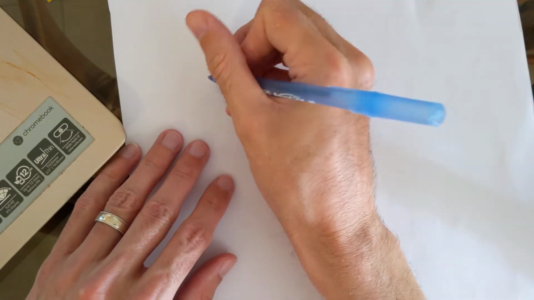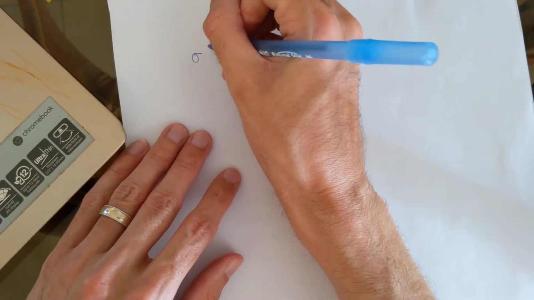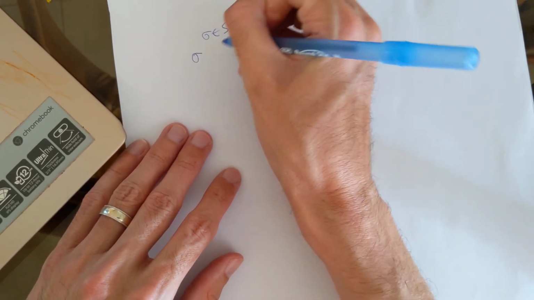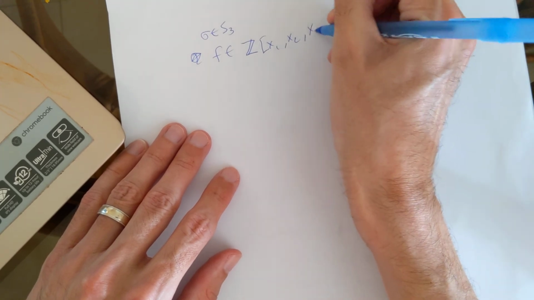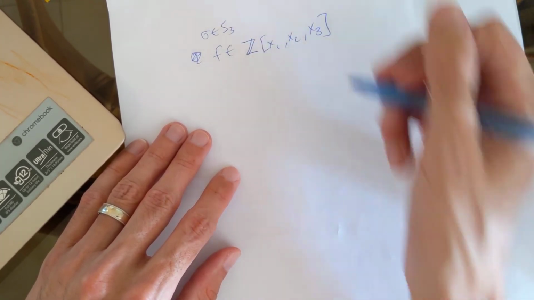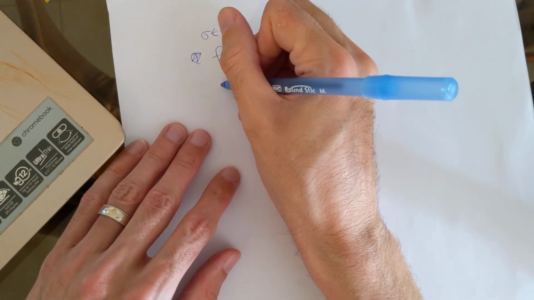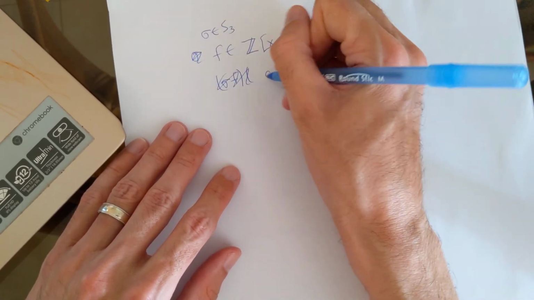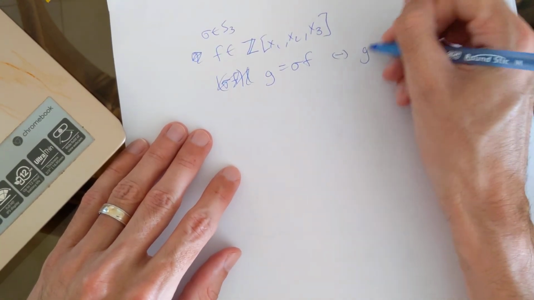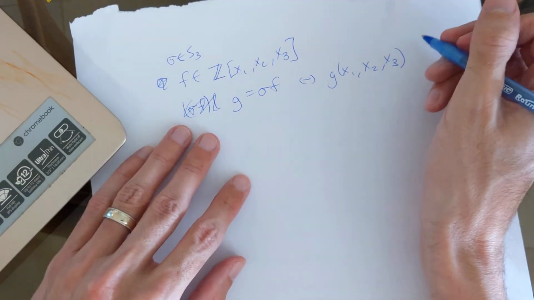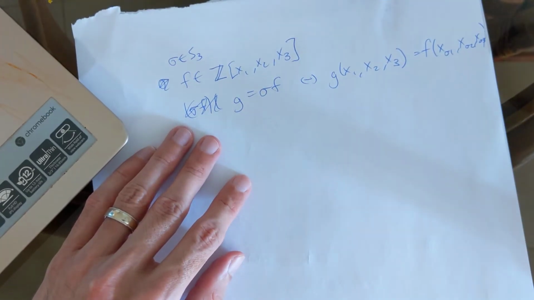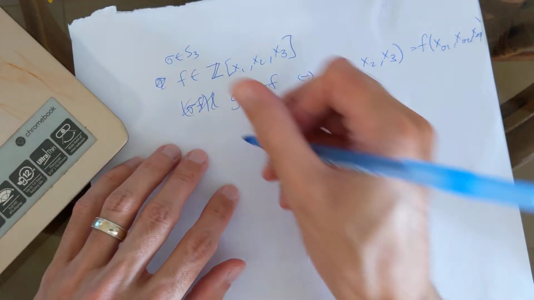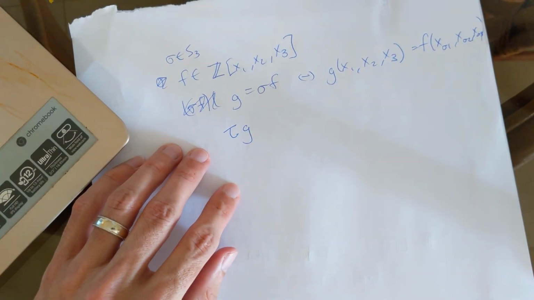All we have to do is just check. So we define, if we have sigma in S3 and we have a polynomial f with coefficients in the integers, and the variables are x1, x2, and x3. Then we define sigma f to be a new polynomial g of x1, x2, x3, which is just f of x sigma 1, x sigma 2, x sigma 3. And now tau of g, if tau is another permutation, what is tau of g?